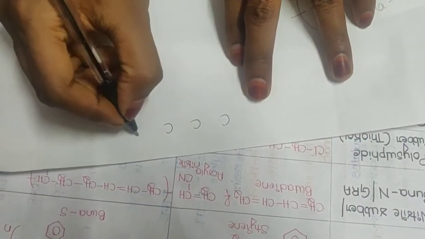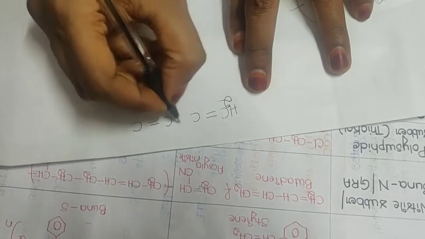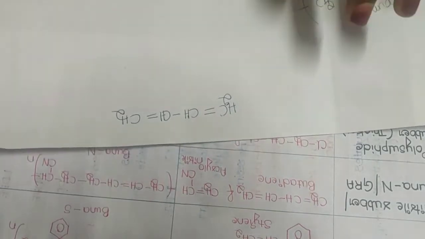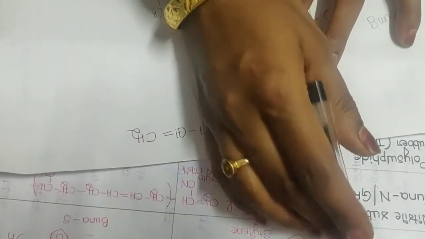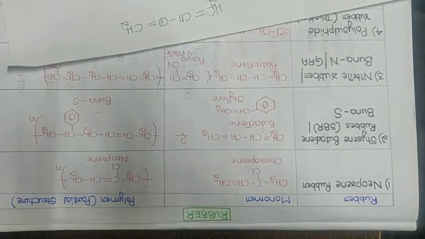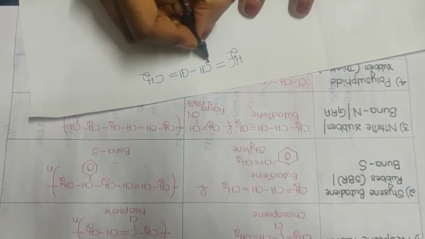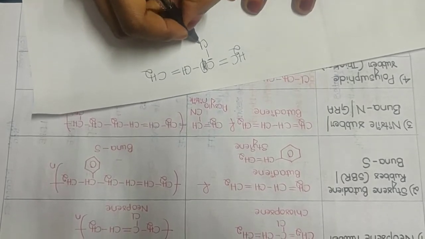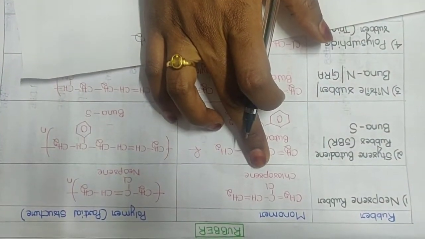Butadiene will have 4 carbon atoms, 2 double bonds, and then satisfy the valency. I hope you know that this is the butadiene structure. What we have to do for the butadiene is just modify it slightly. For example, in case of neoprene rubber, the monomer is chloroprene. How did I get chloroprene? Very simple. For the second carbon atom, one of the hydrogens should be replaced with a chlorine atom. That itself is the monomer, chloroprene.